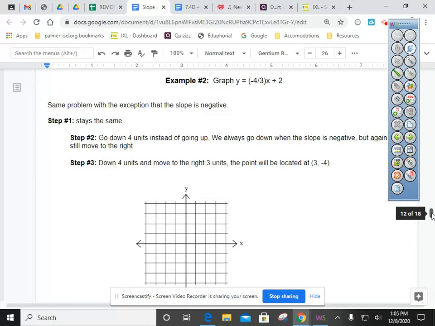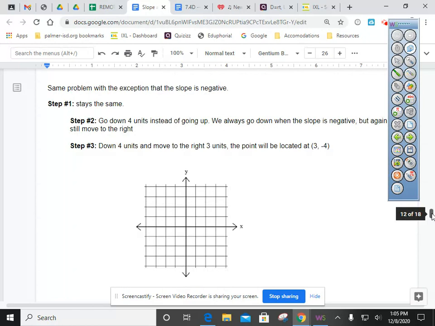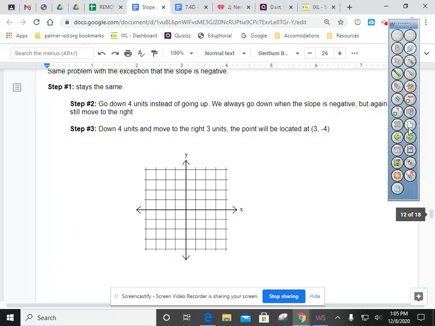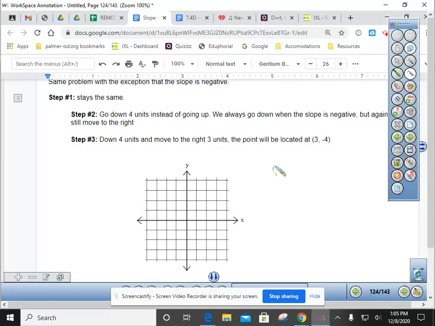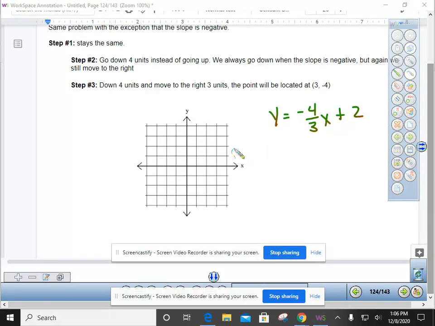This one, however, is not done. We are going to graph this next one, and please read me the equation. It says y equals what? Negative 4/3 x plus 2. So all I did was make the 4/3 negative, right? What is the y-intercept? 2. So put a dot right there.